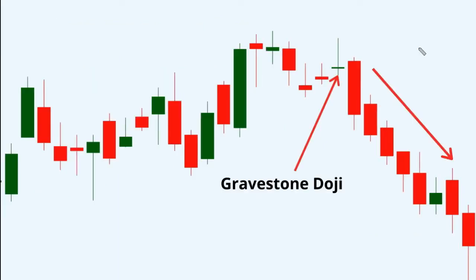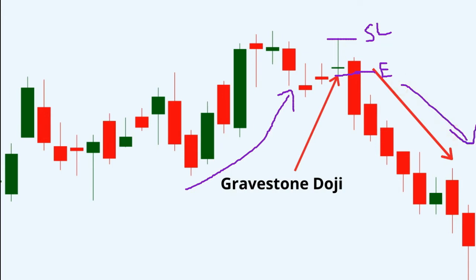Now we will talk about the gravestone doji. As you can see in this chart, at this point a gravestone doji is formed. Before that we are getting a small bullish trend, then the gravestone doji is formed. So we will mark the low and high of the gravestone doji. Your entry will be at the low and your stop loss will be at the high of the gravestone doji. Whenever the low of the gravestone doji is broken strongly, we can expect a strong bearish rally, and in this chart you can see we have got a strong bearish rally.